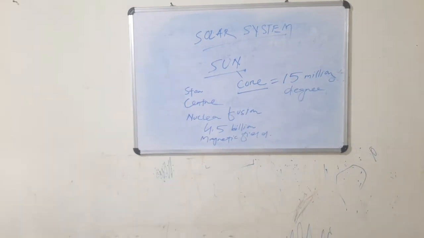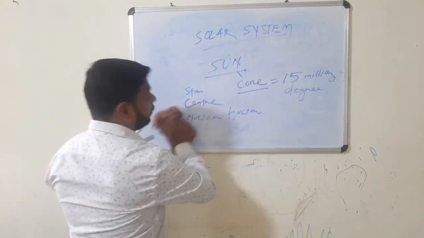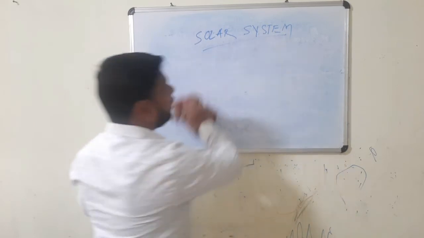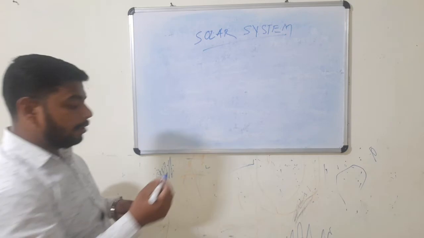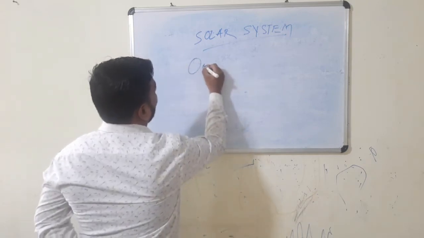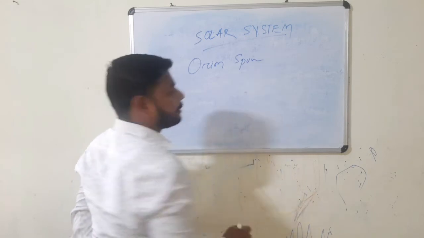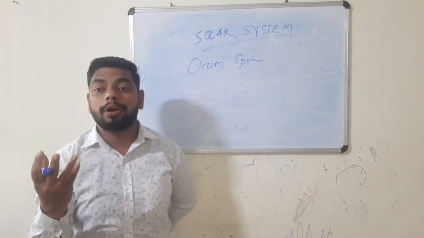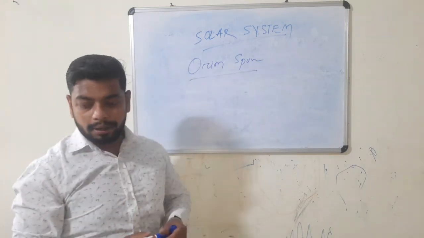Next, in fact one very important thing: our solar system is located in the Orion Spur of the Milky Way. A question may be asked where the solar system is located in the Milky Way, that is in the Orion Spur. Alright, next.